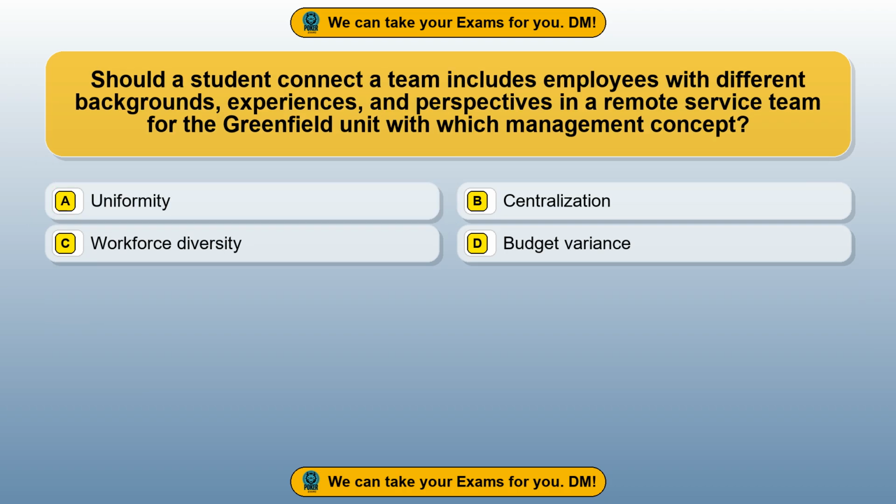Question 34. Should a student connect a team includes employees with different backgrounds, experiences, and perspectives in a remote service team for the Greenfield unit with which management concept?